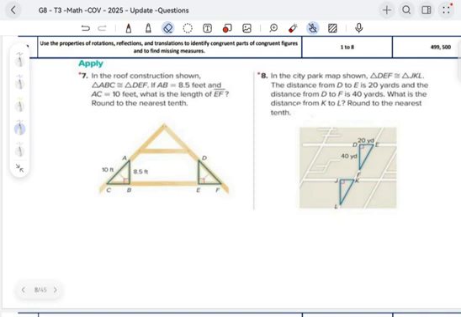Okay, now let's go for question number 7. Remember to pause the video. Try to solve the questions by yourself and check your answers with us. In this question, it says we have a roof construction shown. Triangle ABC is congruent to triangle DEF. If AB is 8.5 and AC is 10 feet, what is the length of EF? So here in the question, it told us that AC is 10 and AB is 8.5, and they ask us to find the length for EF.